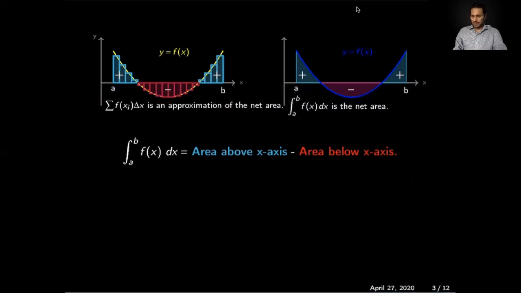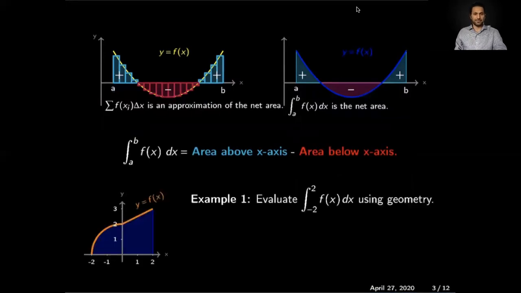Let's take an example and calculate the definite integral by using the geometry of the shape of the function. So here you can see this definite integral from -2 to 2. Since f(x) is a positive function, no portion of the function is below the x-axis. So this will be the area under the function y equal to f(x). This definite integral will be simply the area above the x-axis.